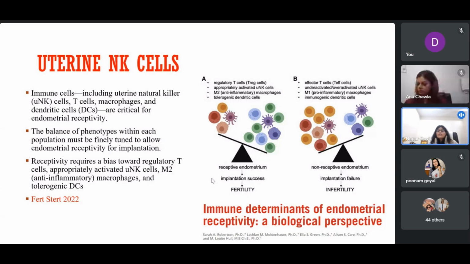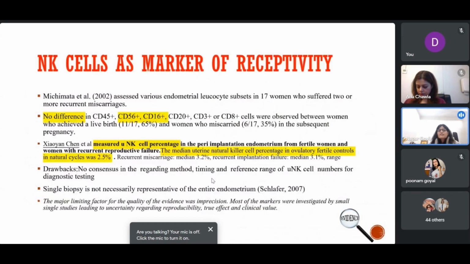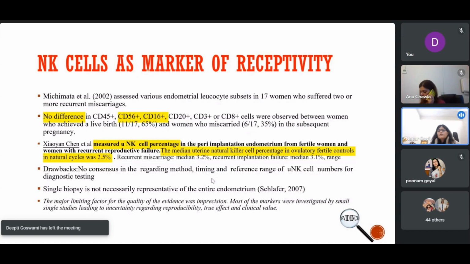So it is very important to understand the pathology and the other cells that may act in conjunction with uterine NK cells to affect implantation. So the balance of these receptors is very, very important. These immune cells are very important. When this balance gets disturbed, then infertility and implantation failure happen. Several studies were done, and one study actually found there was no difference when they compared women who miscarried and women who achieved live birth.